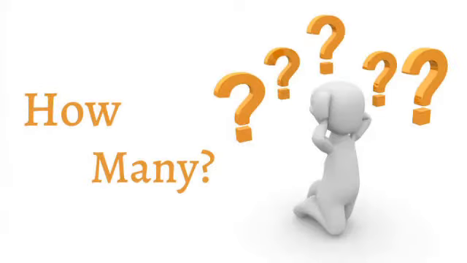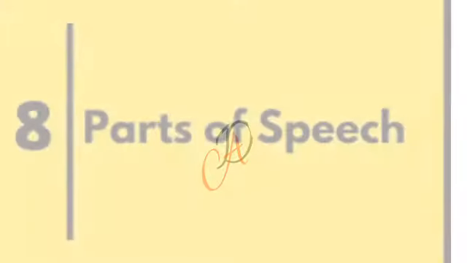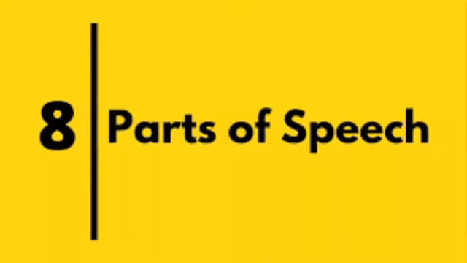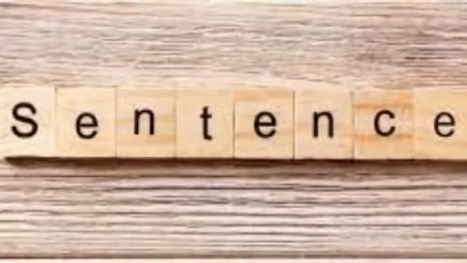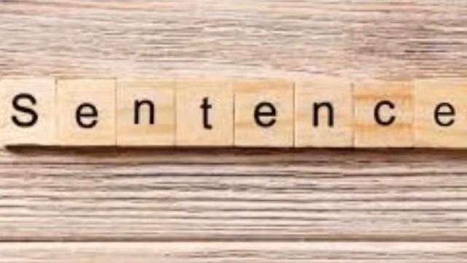Alright, so how many parts of speech are there? There are 8 parts of speech, and we start by talking about the verb. We start with the verb because verbs are the most important words in the English language. Why? Because every sentence in English must have a verb. You cannot have a sentence without a verb in the English language. So, verbs are really important.